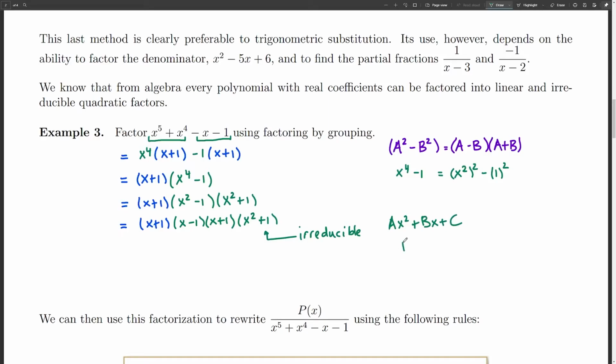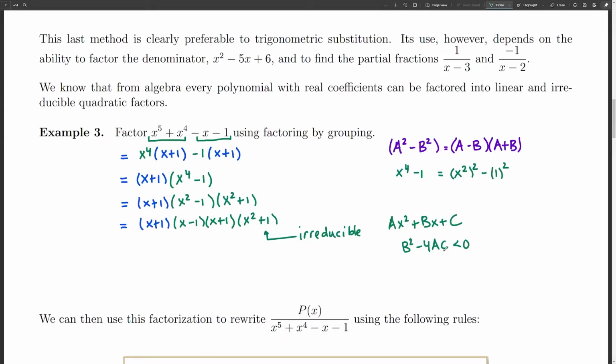So in general, if you have the expression ax squared plus bx plus c, then it is an irreducible factor if b squared minus 4ac is less than 0. And you might recognize that expression as the discriminant of the quadratic equation when you set it equal to 0. And so when the discriminant, which is the part that's under the square root in the quadratic formula, is less than 0, then complex numbers are involved.